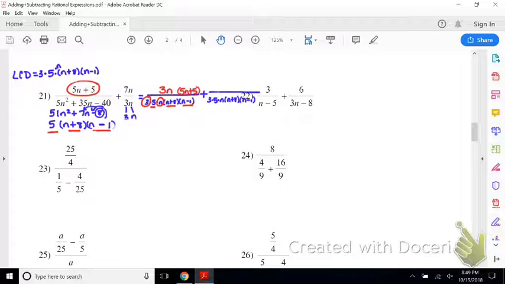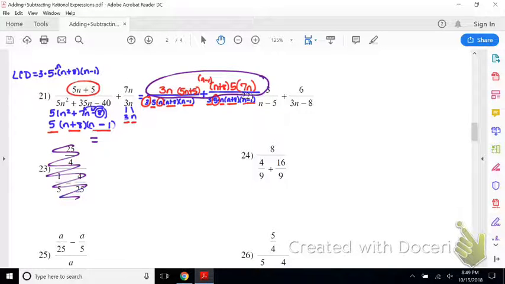My second numerator was a 7n. And it was over 3n. So what did we multiply the 3n by? The 5, the n plus 8, and the n minus 1. And I didn't leave myself enough room, so I'm just going to squeeze it in up there. Alright, so then we're going to combine our numerators over that common denominator. So I'm going to kind of squeeze that in down here. As far as these next few here, you can mark them out. I'm not going to make you do them.